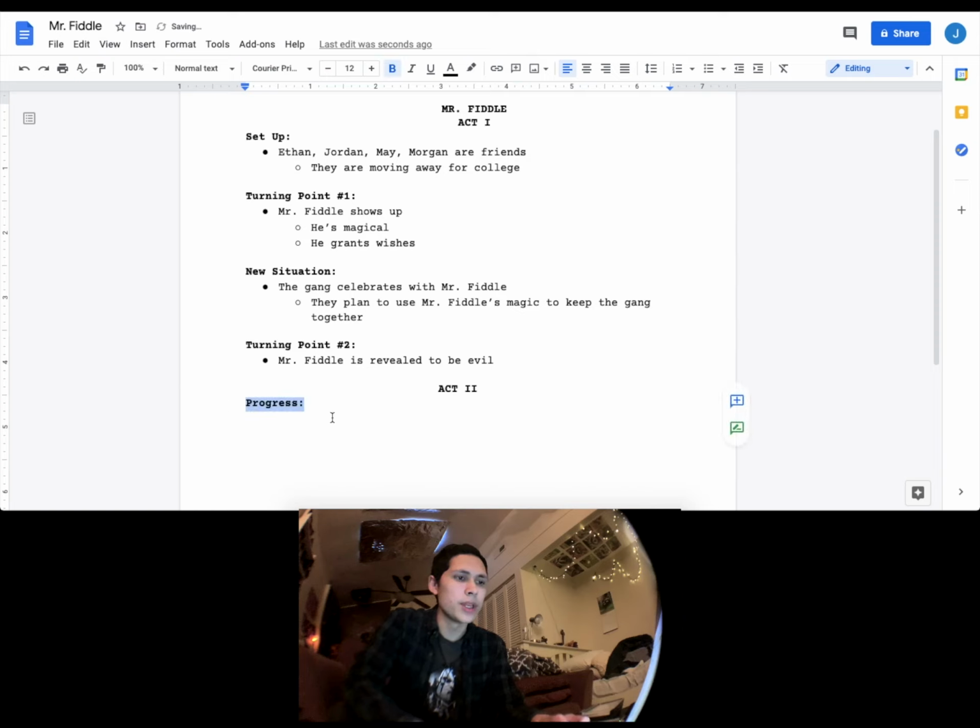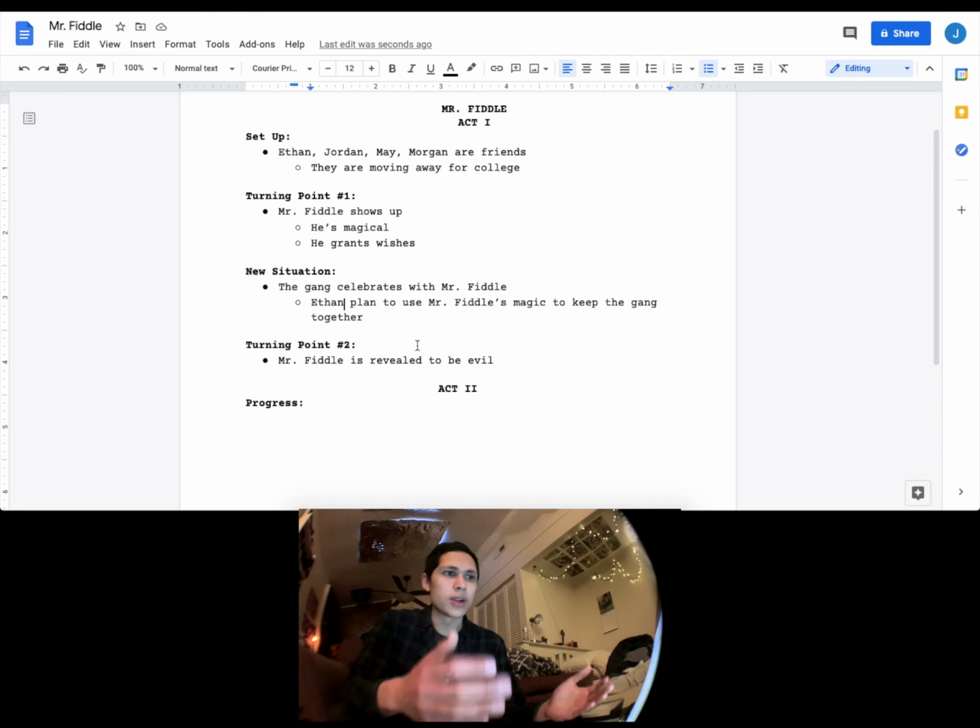And so now I'm thinking in my head, well, maybe it's just one person who wants to use the magic to keep the gang together. So maybe it's Ethan. Maybe Ethan is like, I don't want to split up the gang. I can't deal with this. And now that's Ethan's arc that I've just realized.